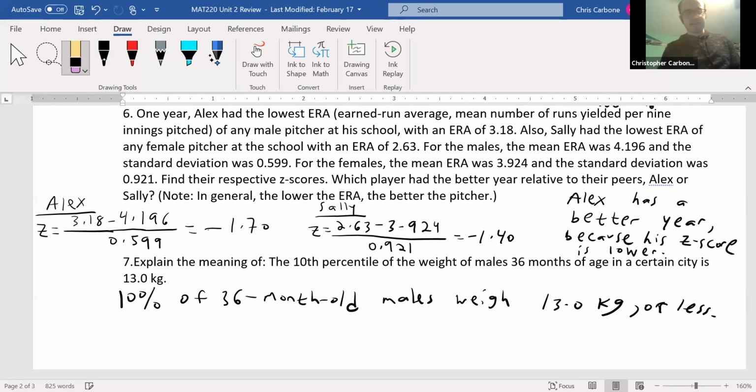Of course, that also means that 90% weigh more. Based on the interpretation of the percentile, 10% of the 36-month-old males weigh 13 kilograms or less.